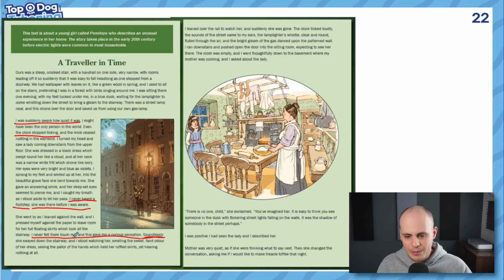"She swayed down the stairway, and I stood watching her, smelling the sweet, faint odour of her dress, seeing the pallor of the hands which held her ruffled skirt, yet hearing nothing at all." I think there's a really strong bit of evidence building up here that it's mysterious, that there's this lady that's appeared from nowhere, and she makes no sounds. There's no noise to her movements. That's weird. Let's keep reading. "I leaned over the rail to watch her, and suddenly she was gone." Okay. That's pretty mysterious. She just disappeared.